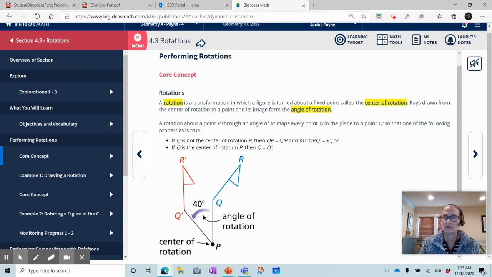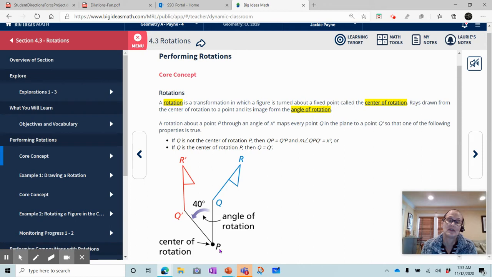So just like in our other transformations, the original pre-image is written without a prime mark. And then after you do the transformation, the new one has the prime. So there's two different parts of a rotation. You have to mention where it's centered and how far you've gone, as well as which direction, because you can go clockwise and you can also go counterclockwise. So you see the pictures here.